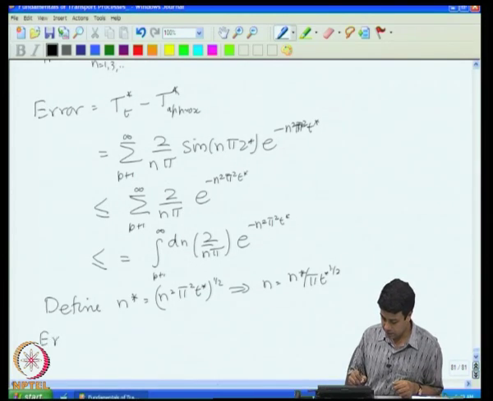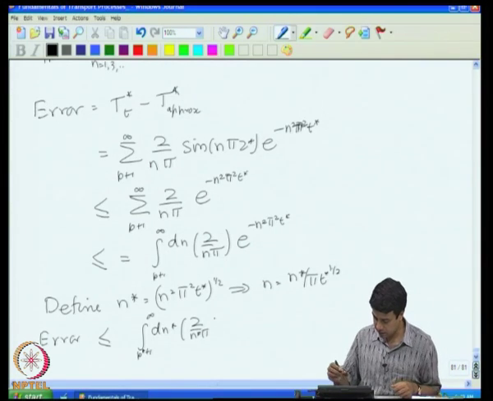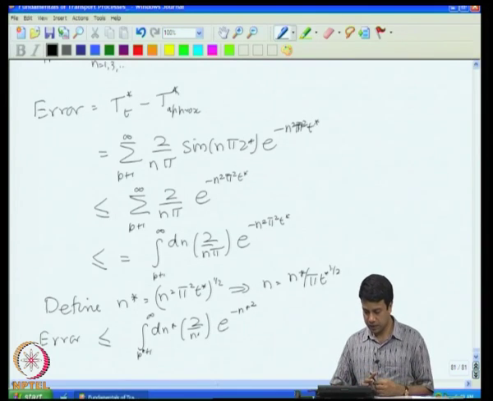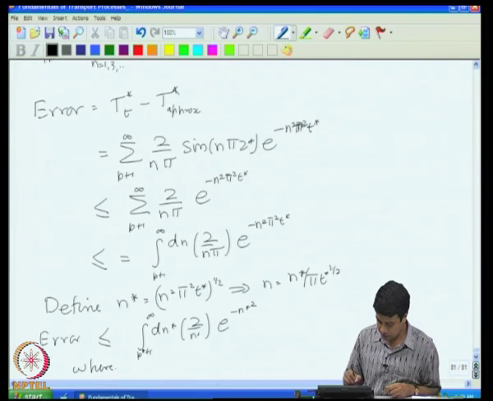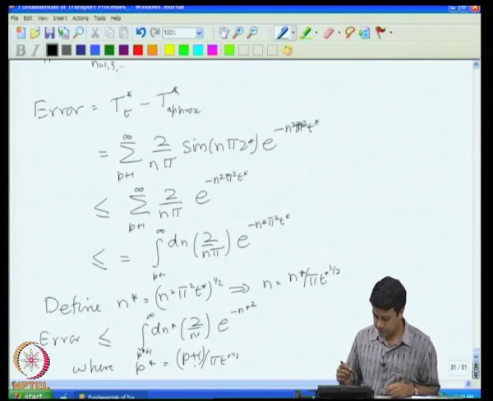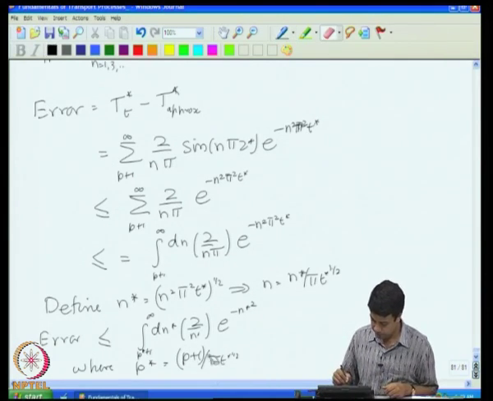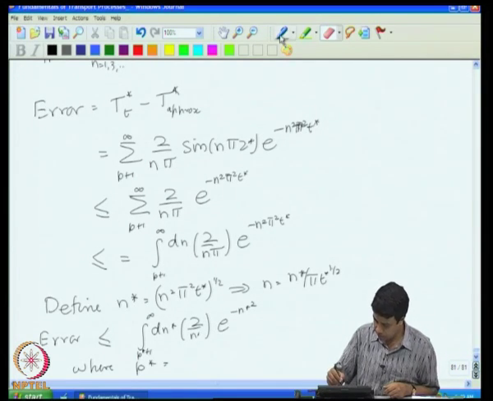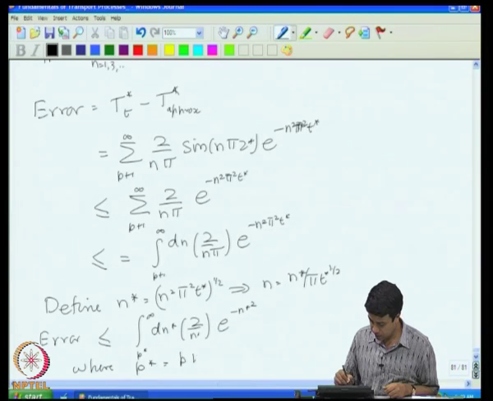Then this error has to be less than or equal to the integral from p star plus 1 to infinity of dn star into 2 by n star, e power minus n star square, where p star is equal to p pi t star to the half.